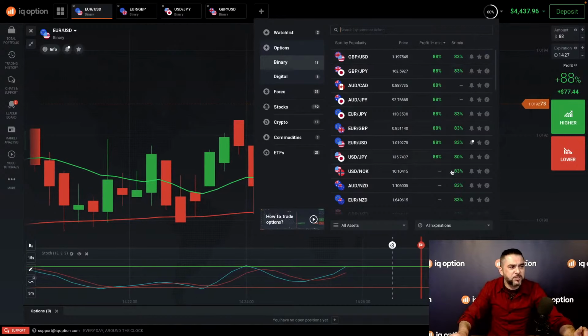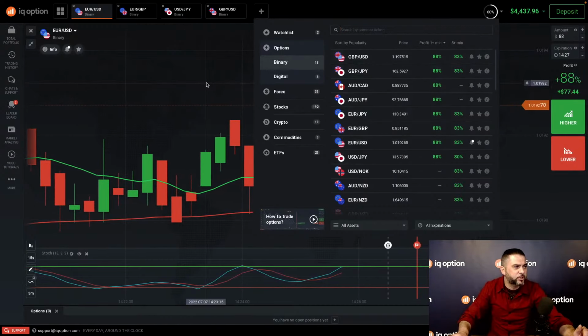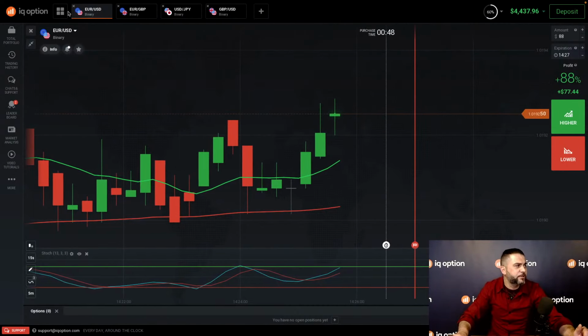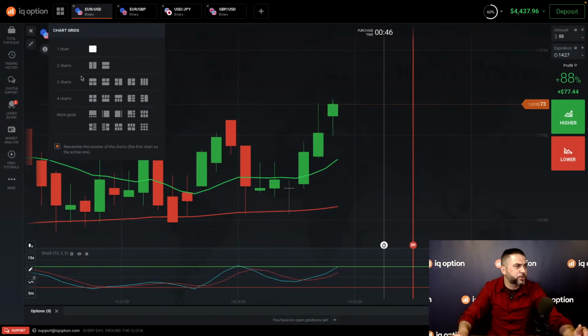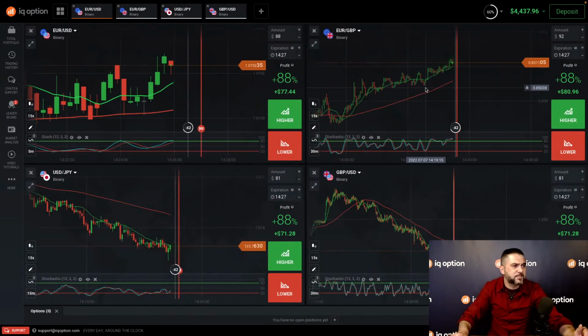And like I said, first thing, I'm looking at the price returns, and they all give me a good return. So the assets I'm liking, I chose already. Here they are up here. I come to the multi-chart option, and I'm going to put 4 of them open, so I can see all 4 of my favorites at the same time.